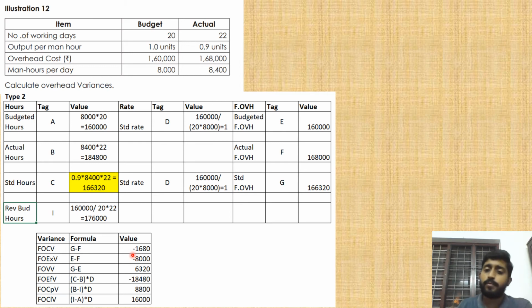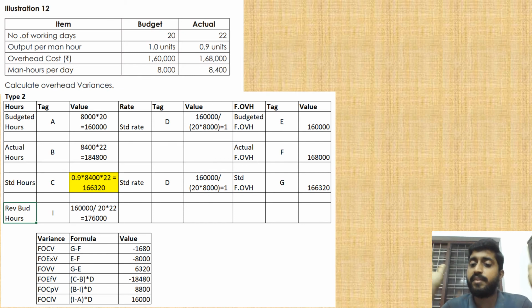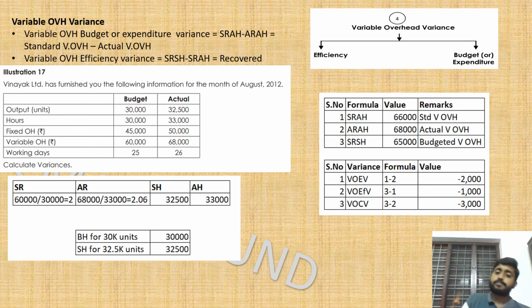Okay, so you can apply the check also. Fixed overhead cost variance is equal to fixed overhead expenditure variance plus fixed overhead volume variance. So you can add these two, it will come 1680. Next, fixed overhead volume variance is equal to fixed overhead efficiency variance plus fixed overhead capacity variance and fixed overhead calendar variance. So you can add these three, it will tally with 6,320. And that's it guys, this is about the fixed overhead variance. So today we are going to discuss the variable overhead variance also. Let's go to the next topic.